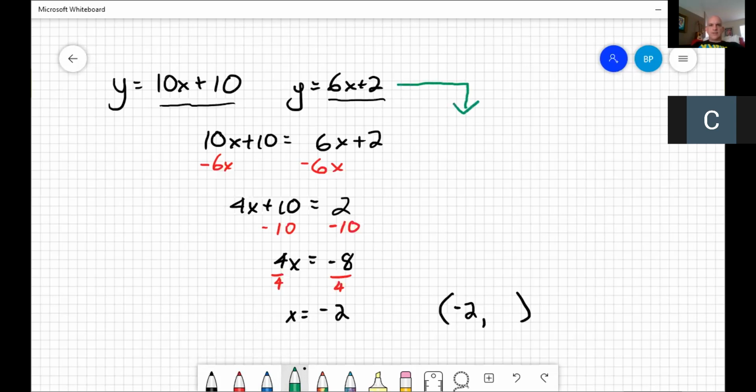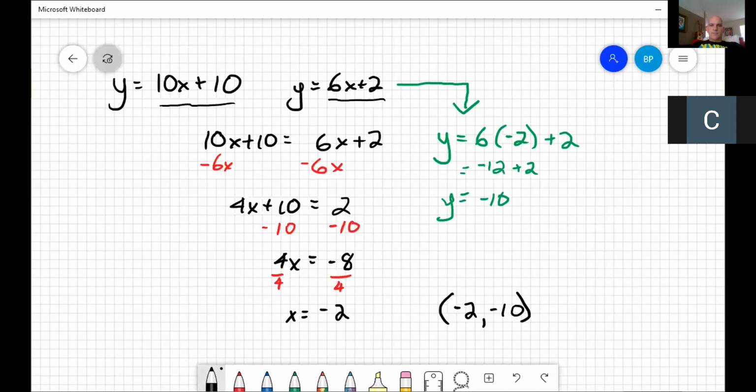I will replace the x value to figure out my y. So in this one, I'm going to say y equals 6, and instead of times x, I'm going to use the -2 that I just found as my x value to figure out what y is. So the +2 remains there. First thing is 6 times -2 is -12. Add the 2. All right, and -12 plus 2 is -10. So my y value is -10 on that.